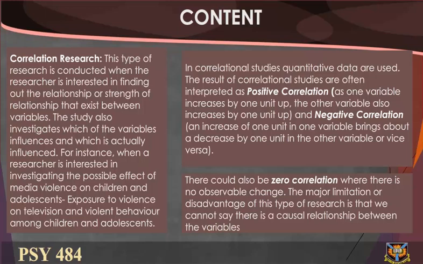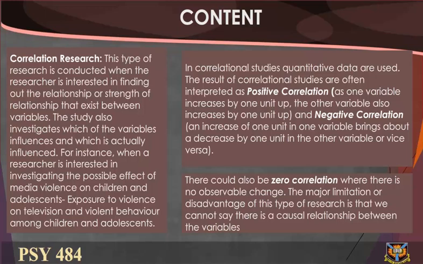Content. Correlation research. This type of research is conducted when the researcher is interested in finding out the relationship, or strength of relationship, that exists between variables. The study also investigates which of the variables influences and which is actually influenced. For instance, when a researcher is interested in investigating the possible effect of media violence on children and adolescents: exposure to violence on television, and violent behavior among children and adolescents.